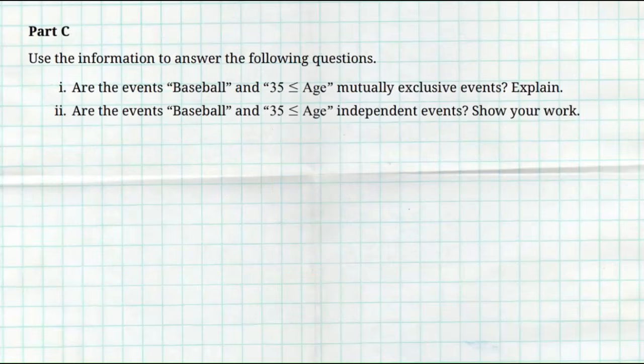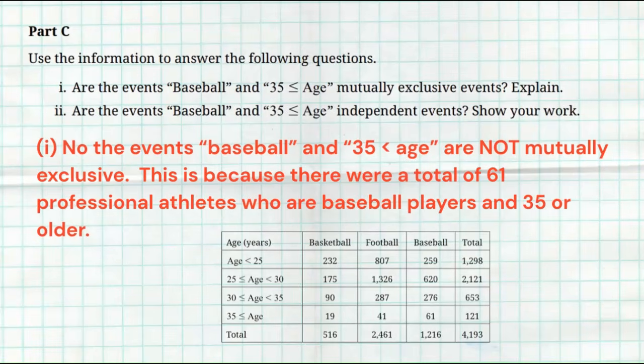All right, there's actually two more parts left. Part C says, use the information to answer the following questions. Single I, are the events baseball and greater than or equal to 35 mutually exclusive events? Remember, mutually exclusive means that the two events cannot happen at the same time. So the answer to this one is actually pretty simple. No, the events baseball and greater than or equal to 35 are not mutually exclusive.